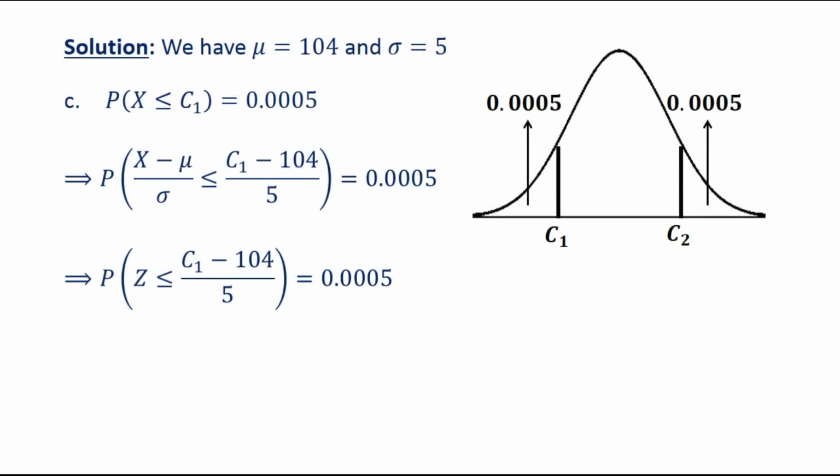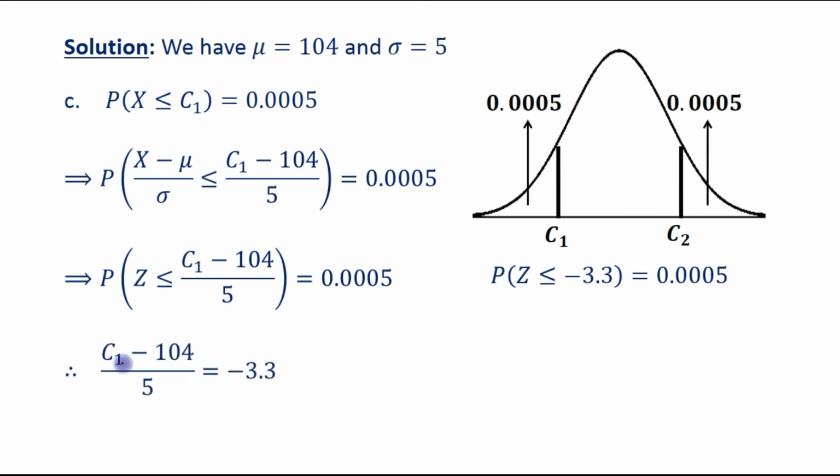So we can write the probability that z less than or equal to minus 3.3 equals 0.0005, and now we will compare this value and this one, minus 3.3. We can write therefore C1 minus 104 upon 5 equals minus 3.3, and finally the value of C1 is 87.5.